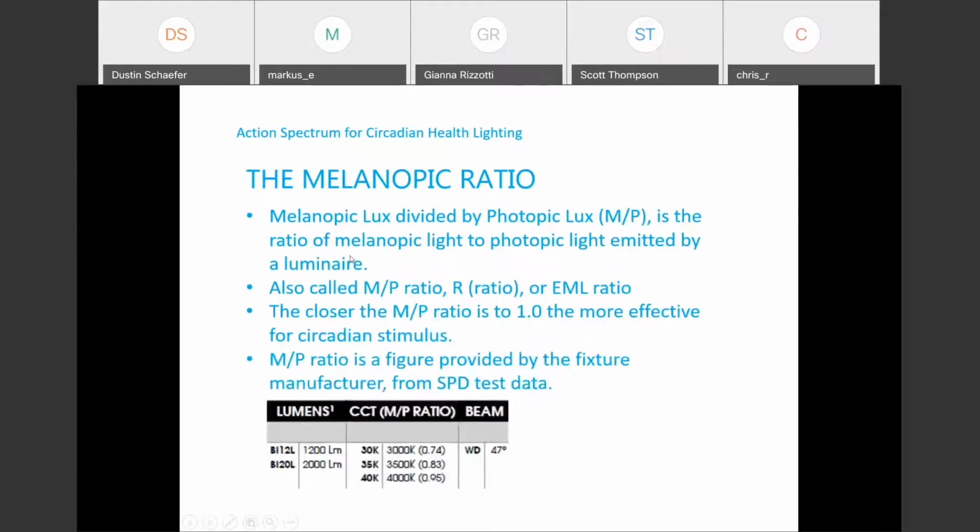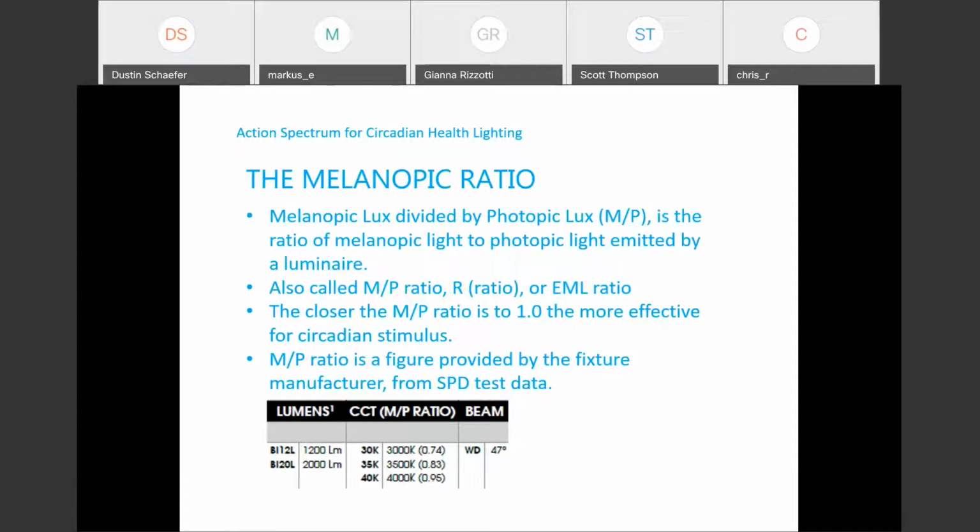So the interesting thing is the melanopic lux does occur within the visual range. So that's why the melanopic ratio is important. There's a lot of information on this slide. The way the melanopic ratio works is if you take the melanopic lux divided by the photopic lux, which is visible light, that becomes the M over P. That is the ratio of melanopic light to photopic light emitted by the luminaire.